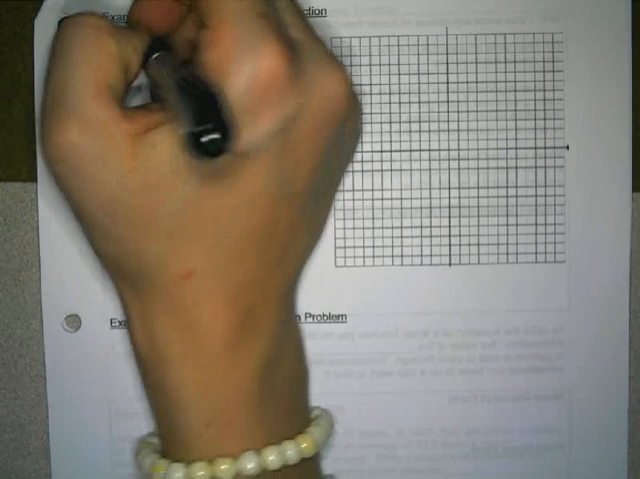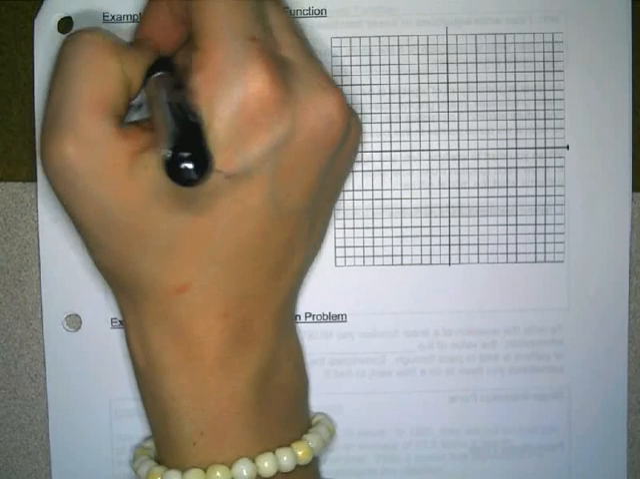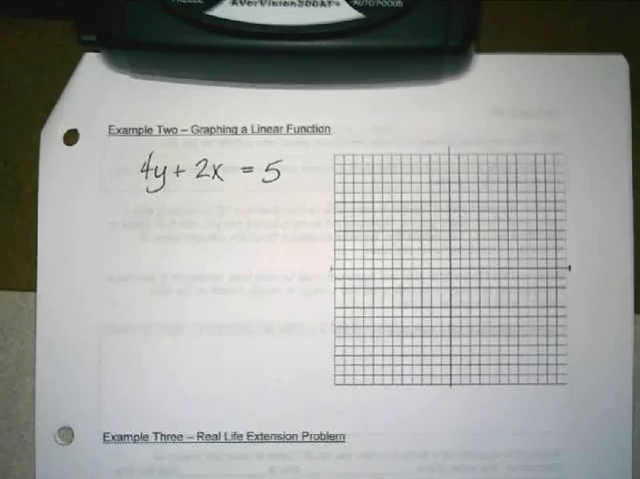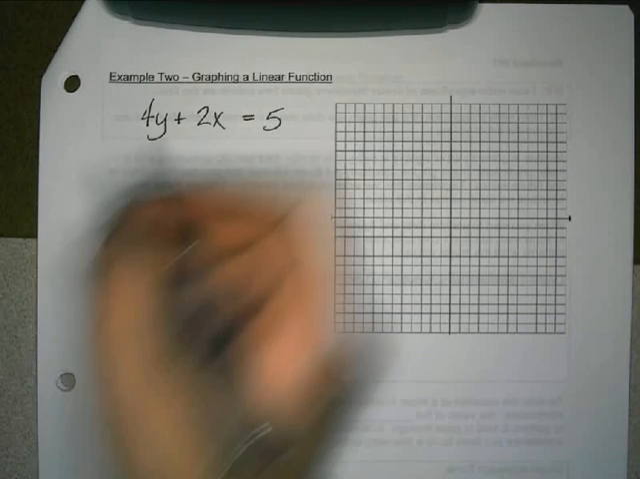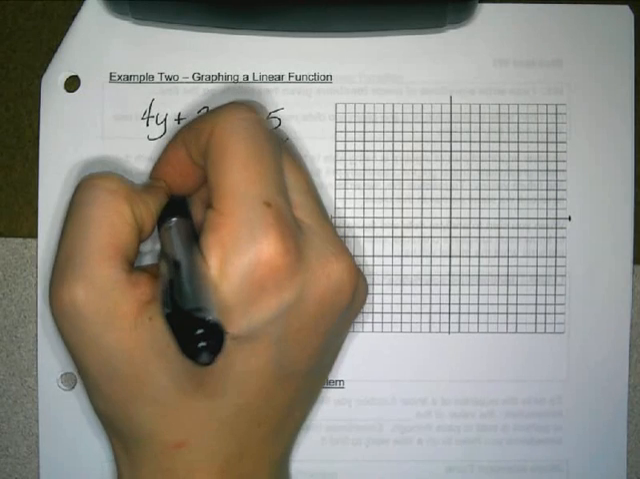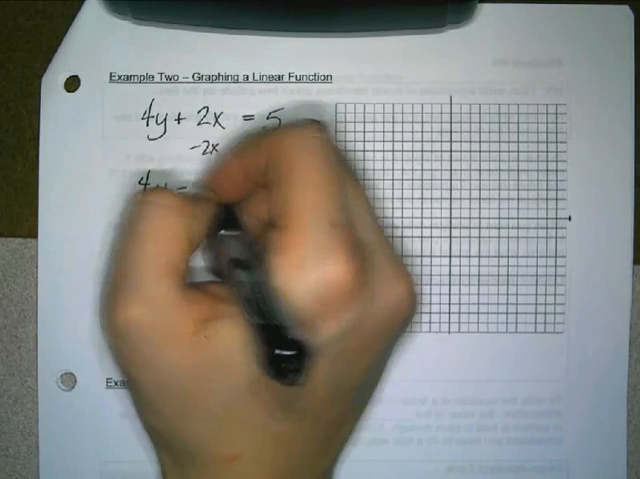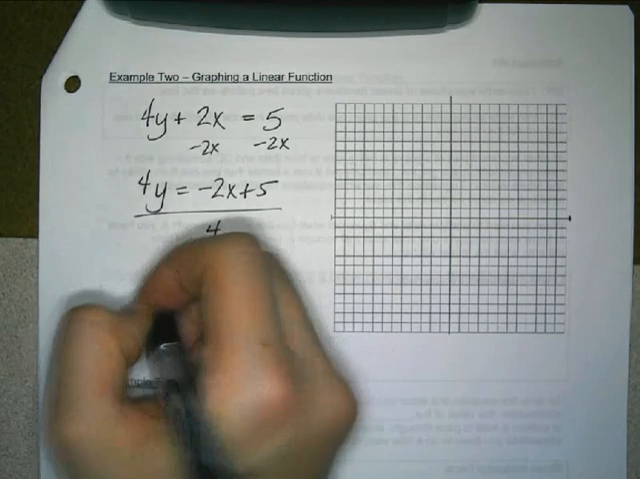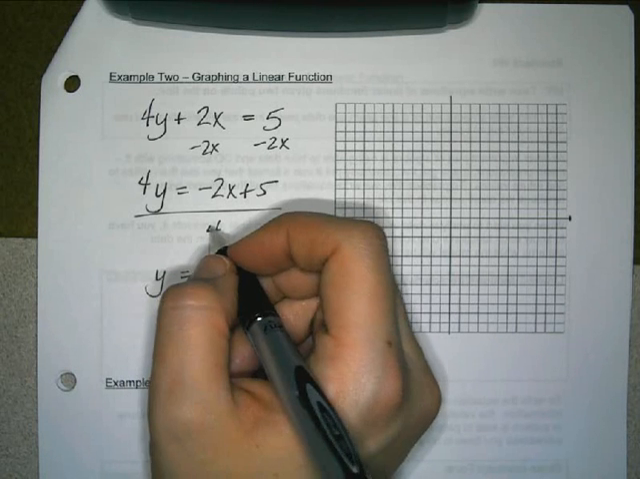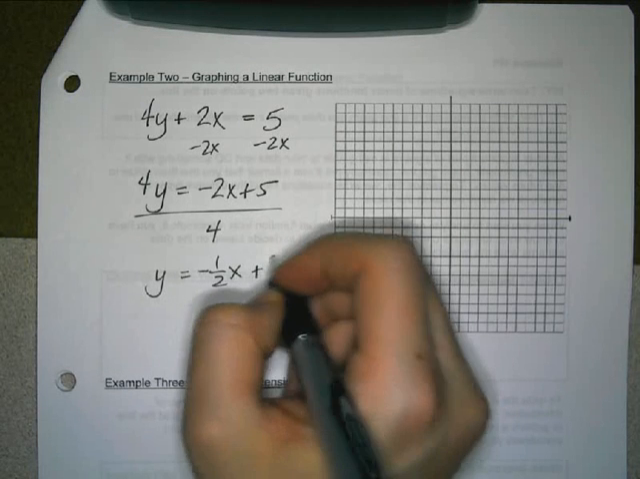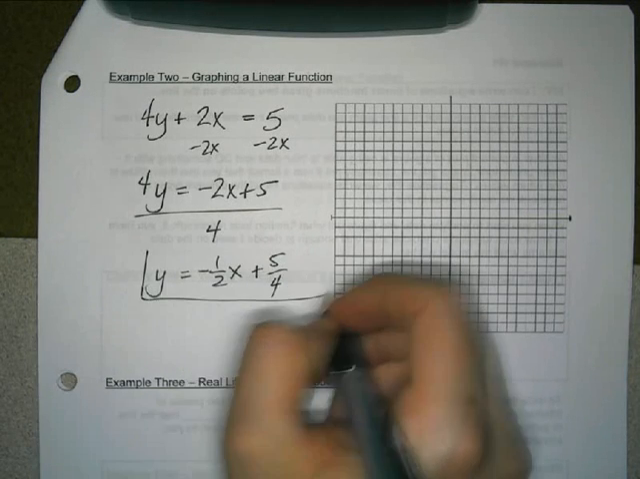Okay. Let's go with 4y plus 2x equals 5. Same thing. We're going to get y by itself. I'm going to subtract 2x from both sides and get 4y equals negative 2x plus 5. And then divide everything by 4. So you get y equals, now negative 2 over 4. If you can reduce that, do it. So we get negative 1/2 x, and then plus 5/4.